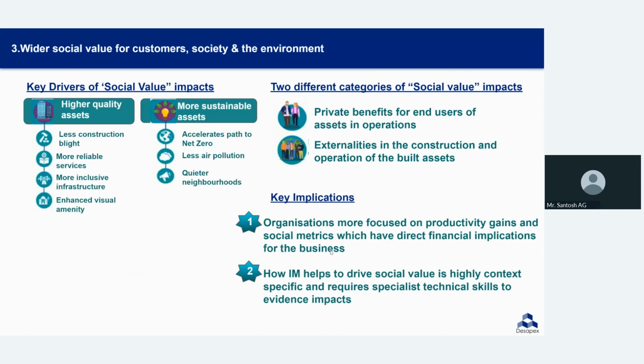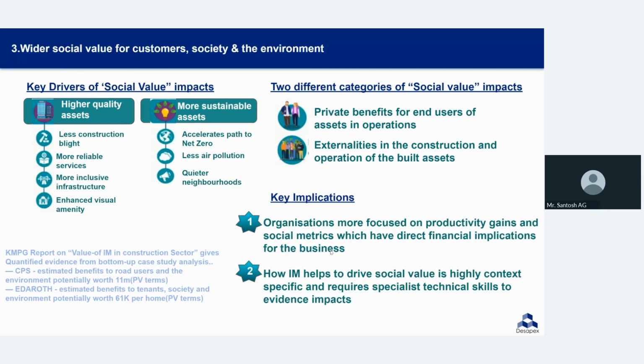The KPMG report gives quantified evidence from its bottom-up case study analysis. For the first organization, CPS, it estimated the benefits to road users and the environment were worth 11 million. And for an organization named Edoret, the estimated benefits to tenants, society and the environment were worth 61K per home.